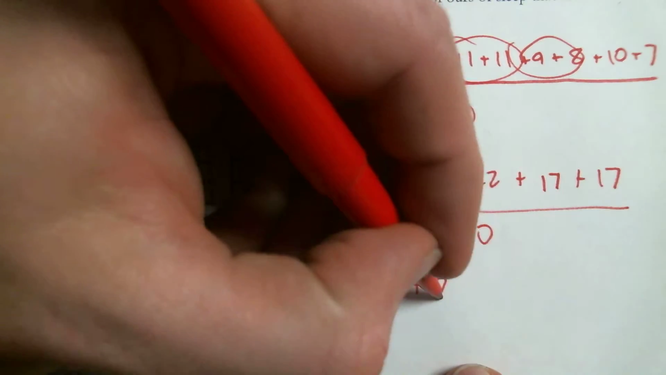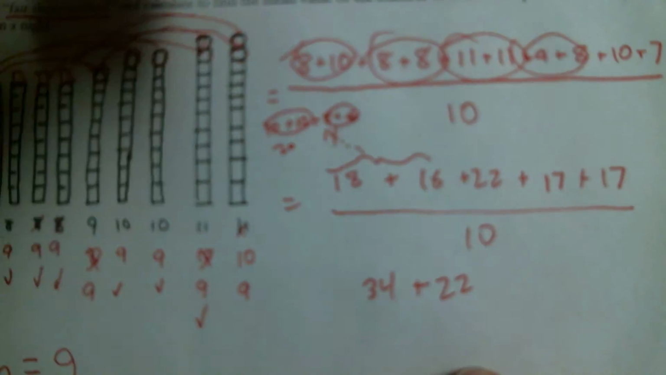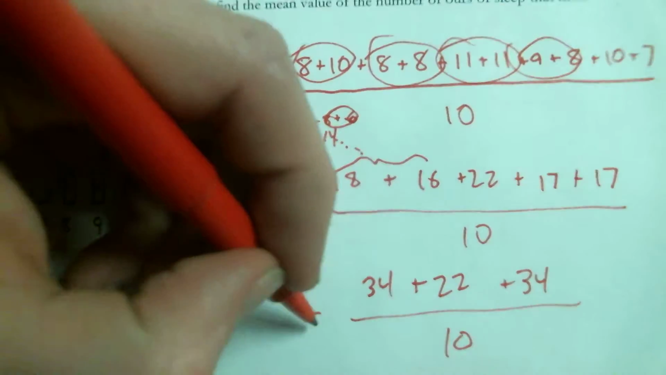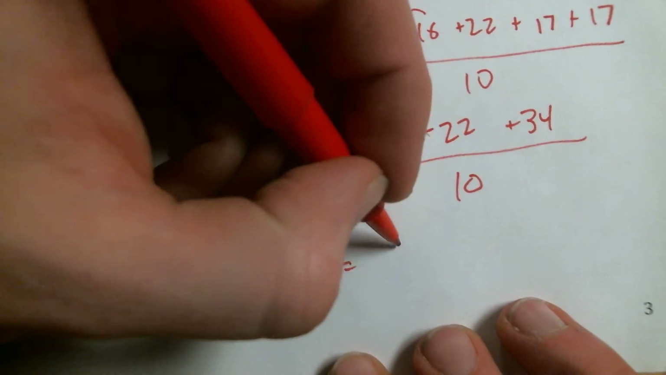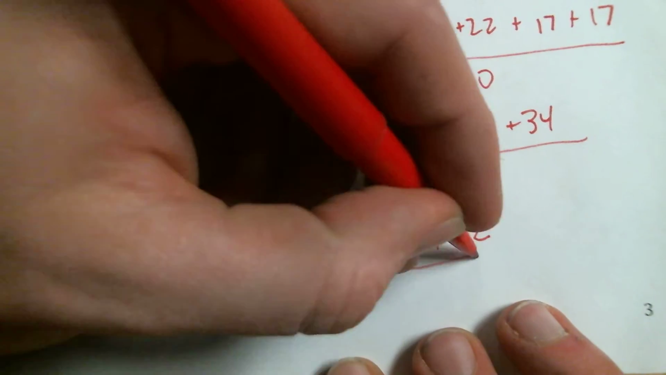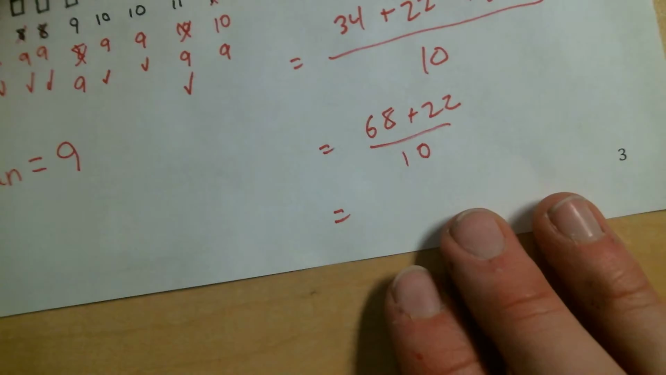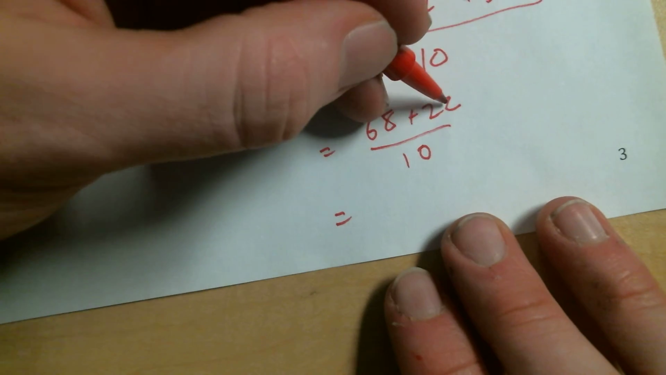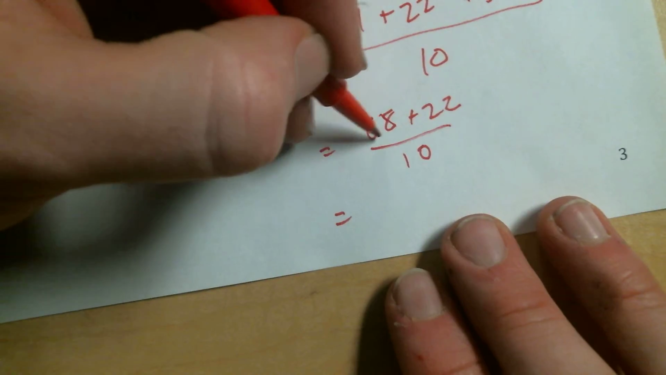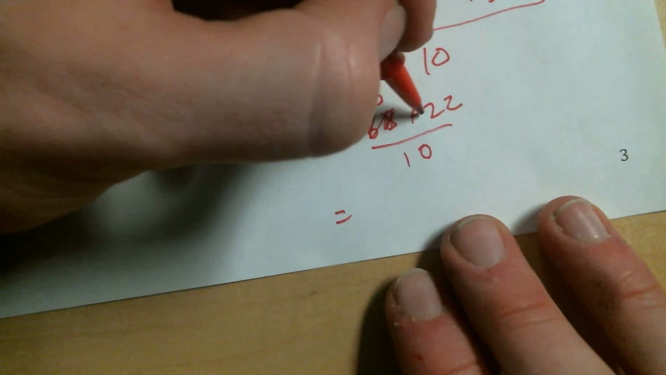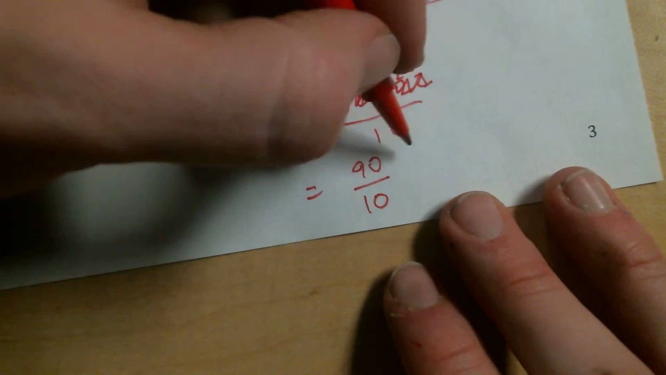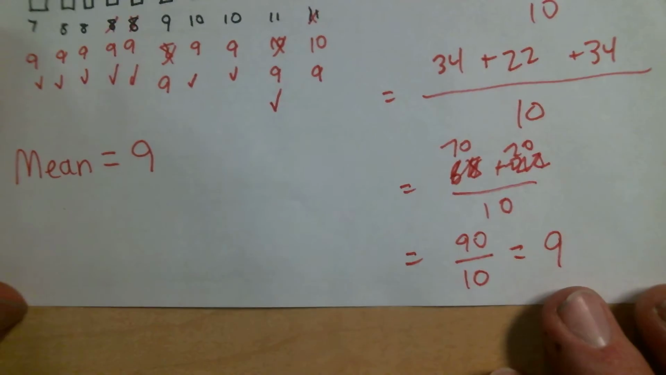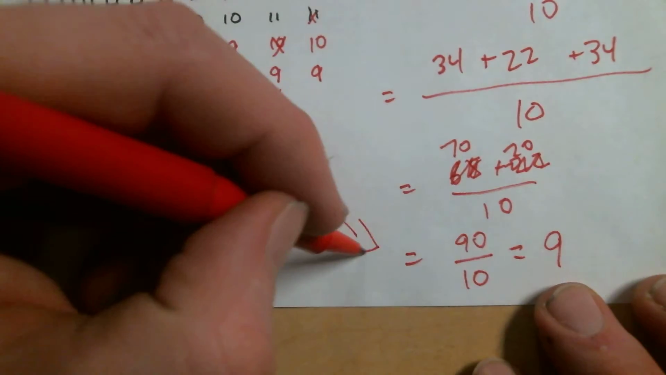Let's keep going. Still adding 22, and then I know 17. I just know that by memory here. That's 34. Well, now this has to get divided by 10 still. Okay, well, we've got doubles here, 34 and 34. That's 68. Still got to add that 22, though. And 68 plus 22, let's see. Well, if I transfer 2 over here, now I can think of this as 70 and 20, and that's 90. And of course, 90 divided by 10 is 9, which makes sense because we've already said that our mean is 9.